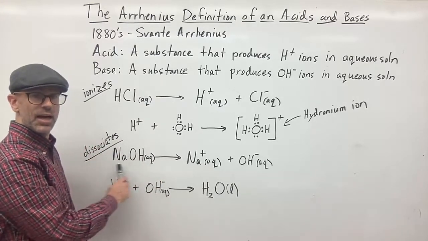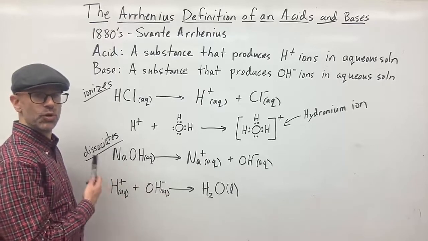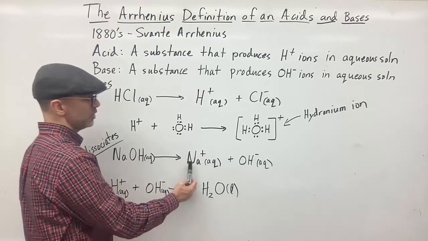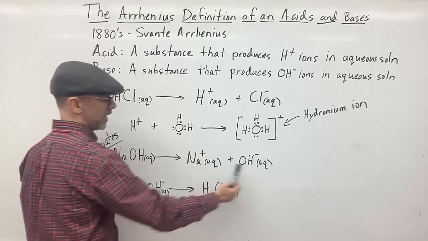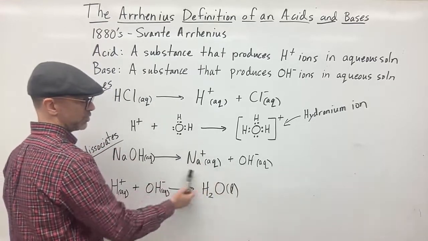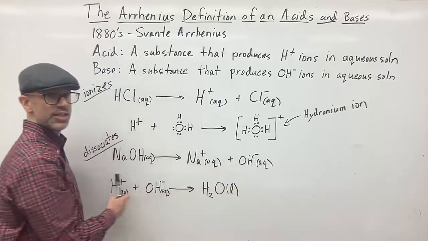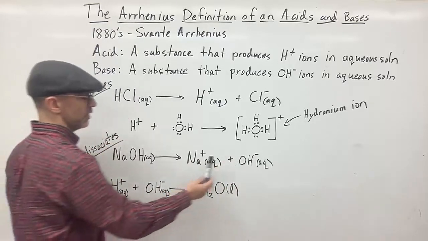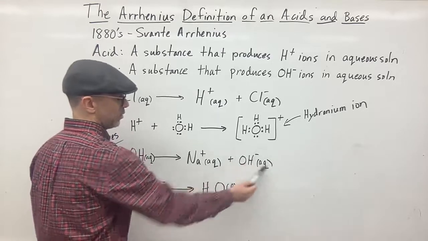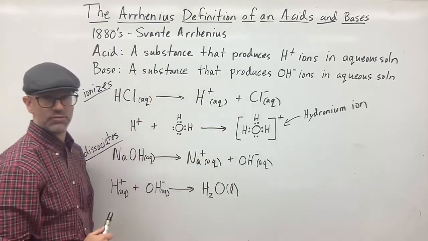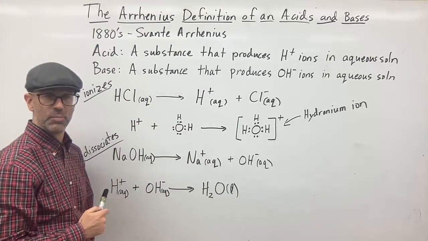So in this reaction, we would use the word dissociate. The ions are dissociating to separate in water. So you'd have the sodium ion separated from the hydroxide ion. This is producing the hydroxide ion when you put it in water. So that fits the Arrhenius definition of a base.